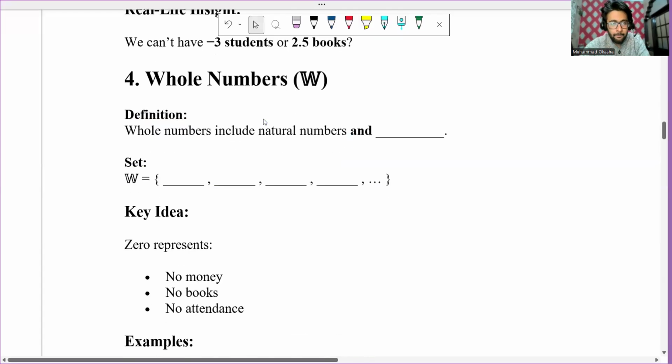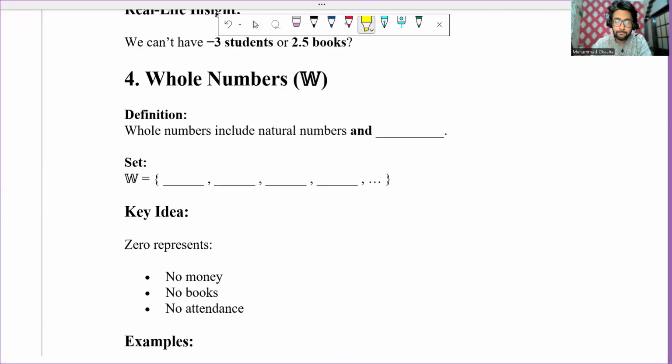Next, whole numbers. Whole numbers include natural numbers and they include one really important number, and that is zero. They include natural numbers and a zero, so they start from zero, but the rest are all natural numbers: one, two, three, and so on. Zero may not be used in counting, but it is really important.